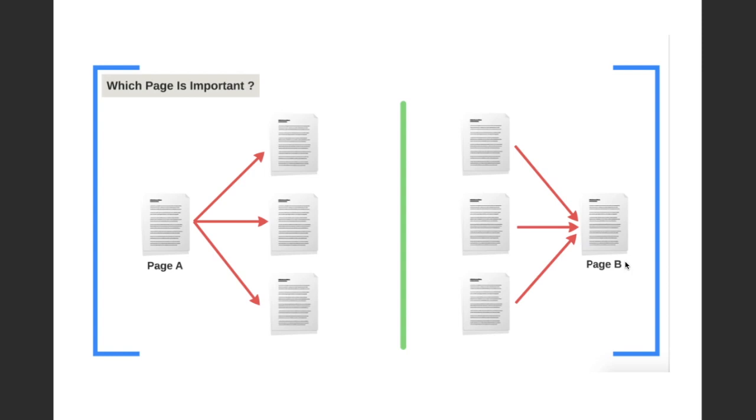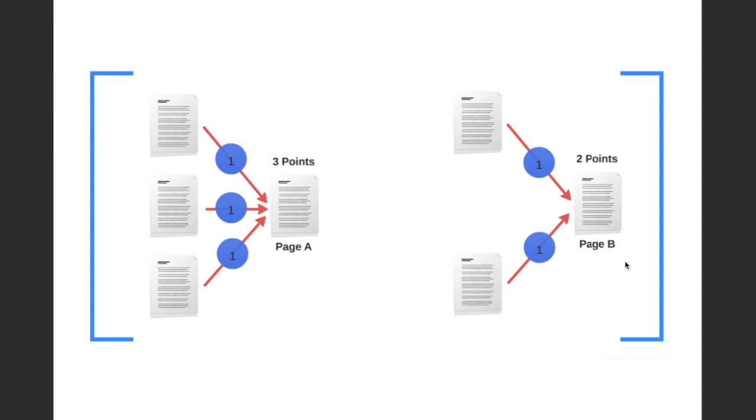There are many other factors also which help in deciding the better ranking of the pages, but we are going to use this feature, and it is a very important feature of the page ranking algorithm. So from this screen we have learned that page B is important. Why? Because there are more inward links going to it.